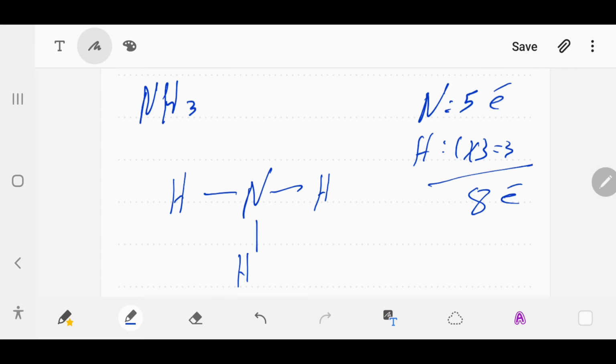So we have 2, 2, 2, so 6 electrons used. That means we still have 2 electrons. So just add 2 electrons to nitrogen here to have NH3. Now nitrogen fits the octet rule: 2, 4, 6, 8 electrons.